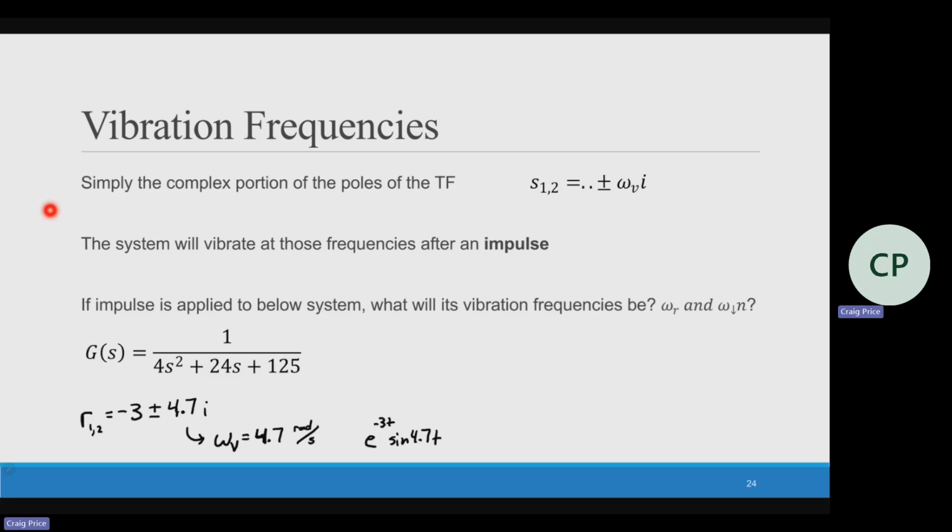Now, I just want to show you, because this is different than the natural frequency and the resonant frequency. If I wanted to find the natural frequency, how would I go about doing that?